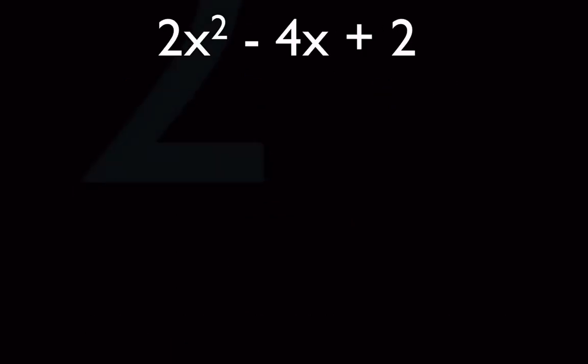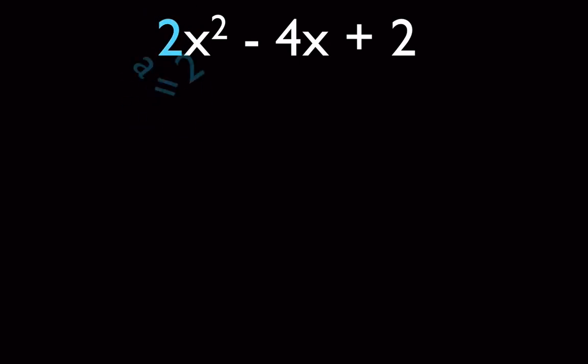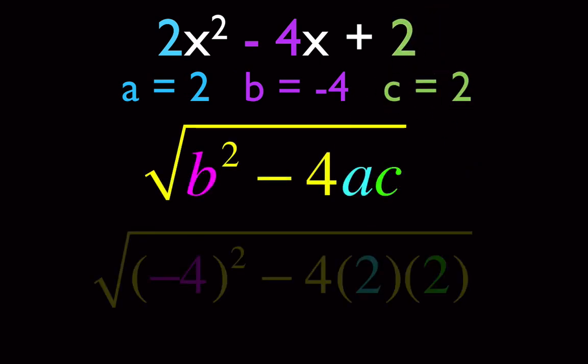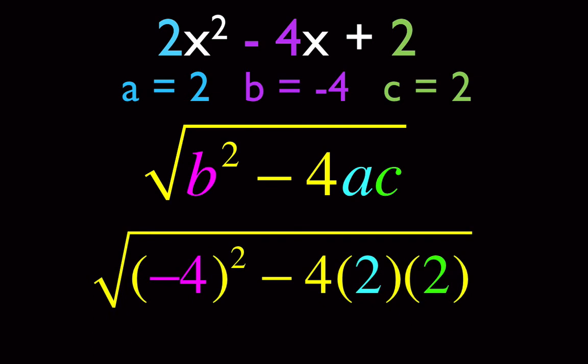So let's take a look at another example. A is 2, B is negative 4, and C is also positive 2. Plugging it in, as you can see, I put everything in the right spot. Be careful not to do A, B, C in that order. A lot of people will put the 2 and then the -4 and then the 2, just thinking it's in order. It's not quite in order.